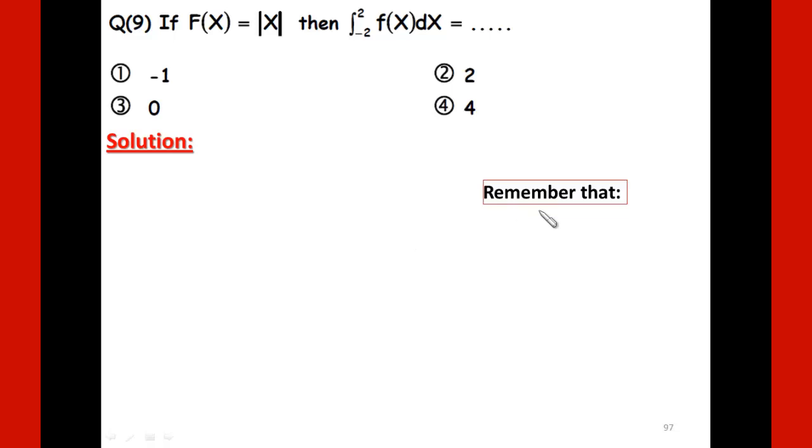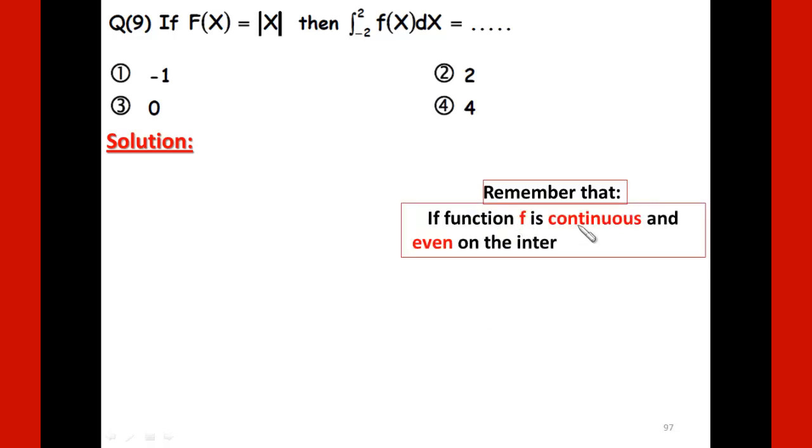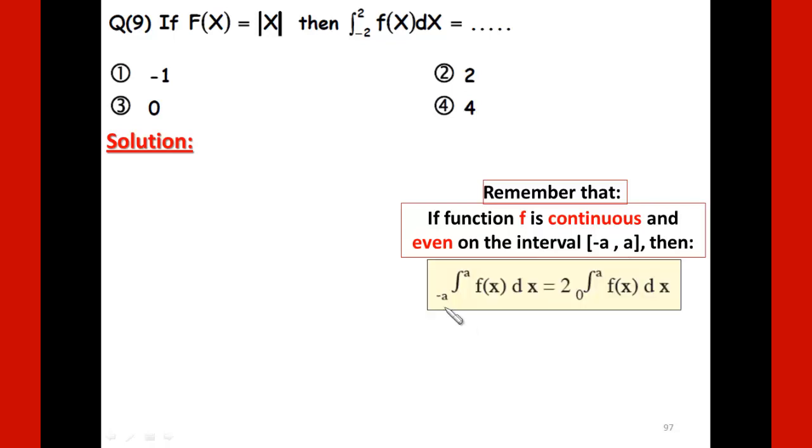First, remember that if function f is continuous and even on the interval -a to a, then the integral from -a to a of f of x dx equals the integral from 0 to a of f of x dx. This is a rule and we will use it to solve the problem.